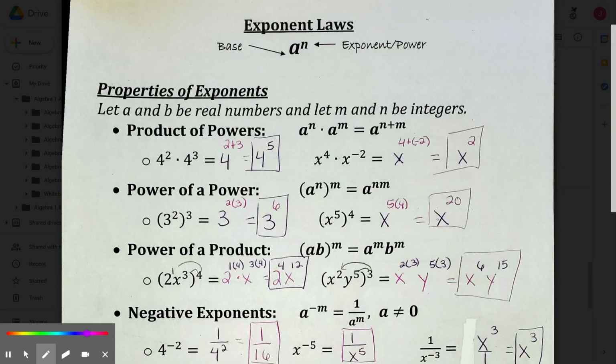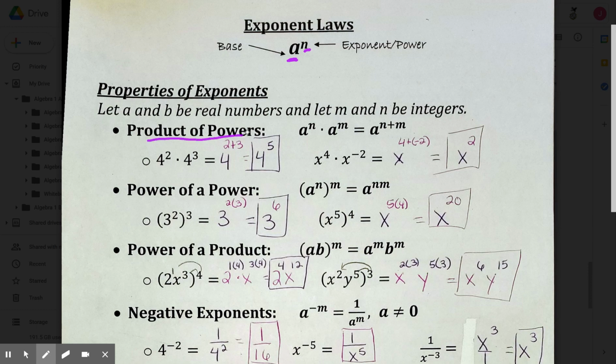So we're going to talk about some properties of our exponents. Basically, the first thing is you need to know the big number is your base and the small number is your exponent or power, whatever you want to call it. Now, what we are applying goes to numbers or variables. So let's talk about our properties.